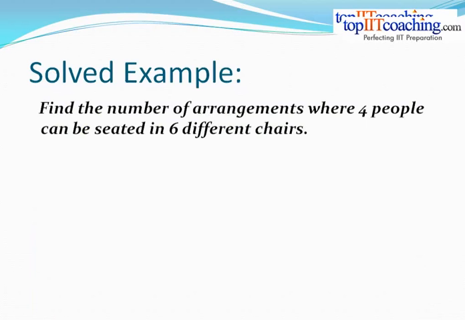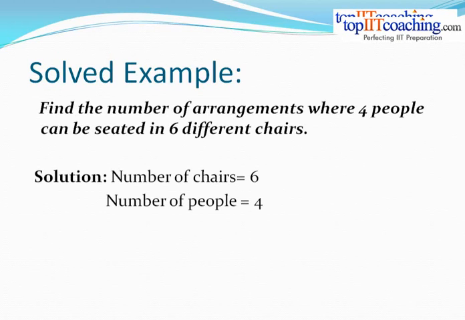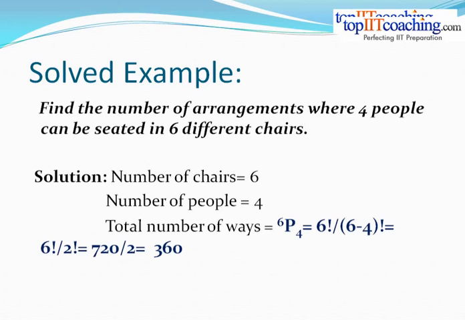Now let's try to solve a problem. Find the number of arrangements where 4 people can be seated in 6 different chairs. Now what we have to do is find the number of arrangements where there are 4 people and they have to be seated in 6 different chairs. The number of chairs is 6 and the number of people is 4. So here n is equal to 6 and r is equal to 4. So the total number of ways is 6P4, and that is equal to 6 factorial divided by (6 minus 4) factorial, which is 6 factorial divided by 2 factorial.